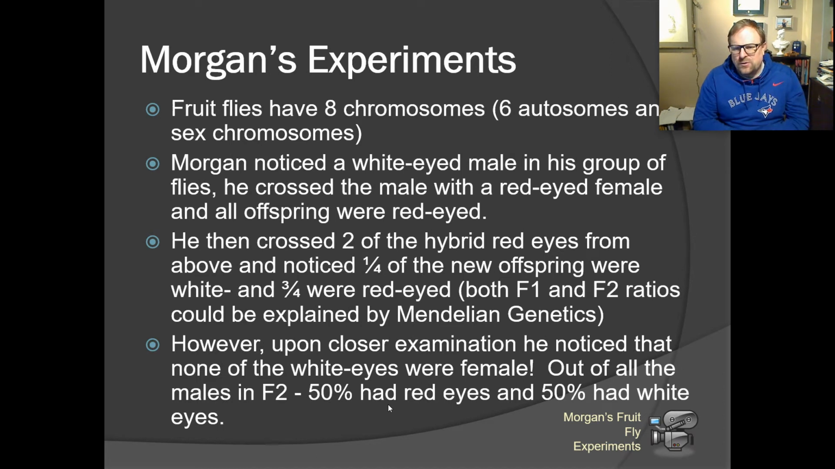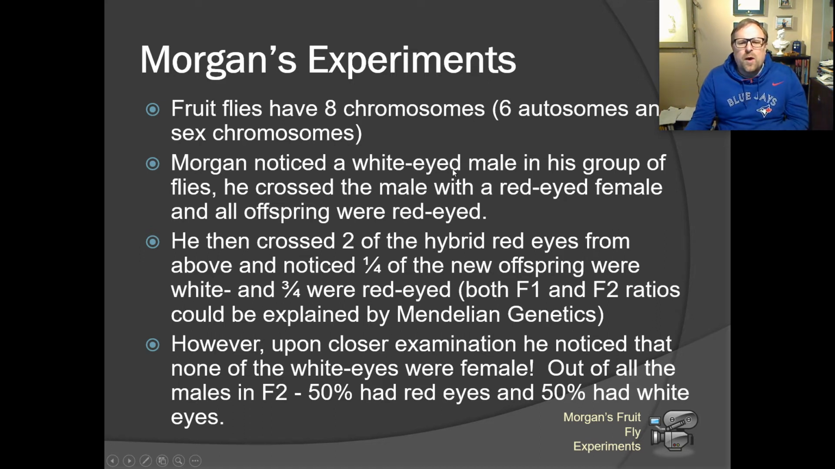Fruit flies have 8 chromosomes, so they have 6 autosomes and 2 sex chromosomes, and they have an XX and an XY, just like humans do. And so here's what Morgan started to notice, okay, and where things went a little bit wonky.